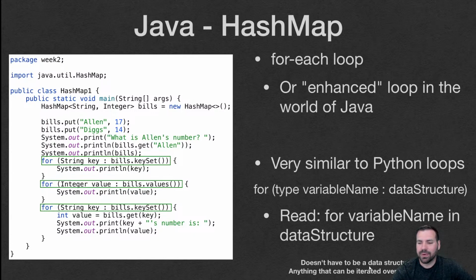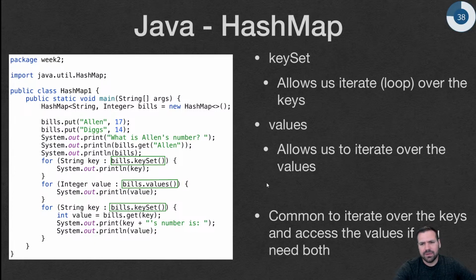Oh, and I'll read my note, I guess. Technically, this doesn't have to be a data structure. It's anything that can be iterated over. Sometimes we'll use these loops for something that is not a data structure. Actually, I don't know if that's true inside 116, but in general, that's true.